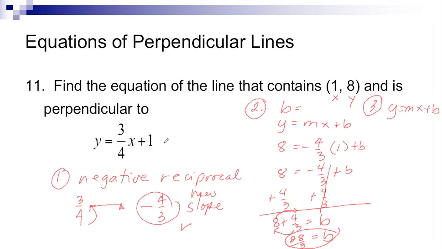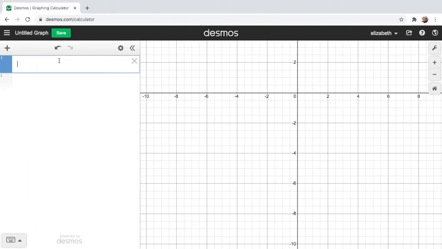Then, since you already have b and your negative reciprocal, therefore, the equation perpendicular to this that contains this point is y equals, plug in the negative reciprocal, which is negative 4/3 x, and then your b is positive 28/3. So, to prove that your answer is correct, let us graph this on Desmos.